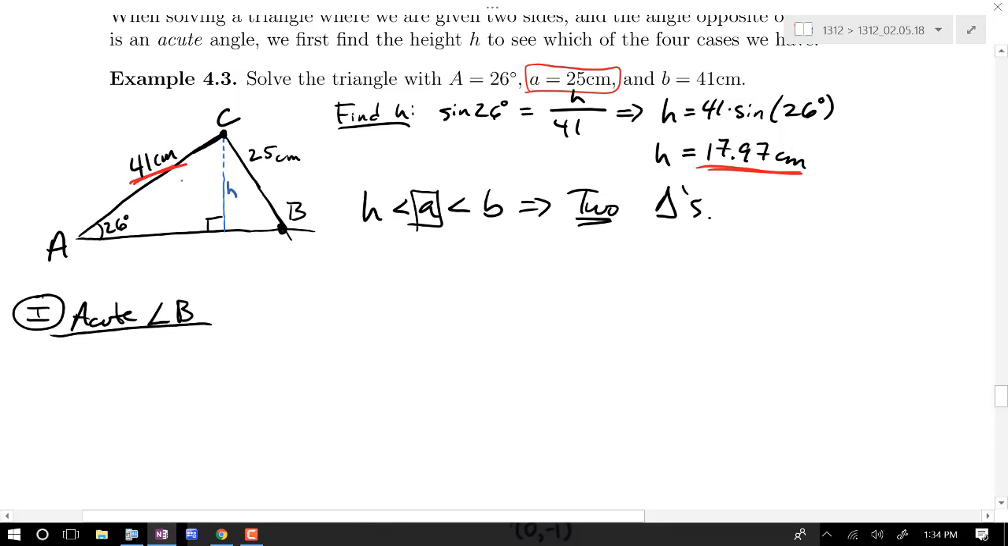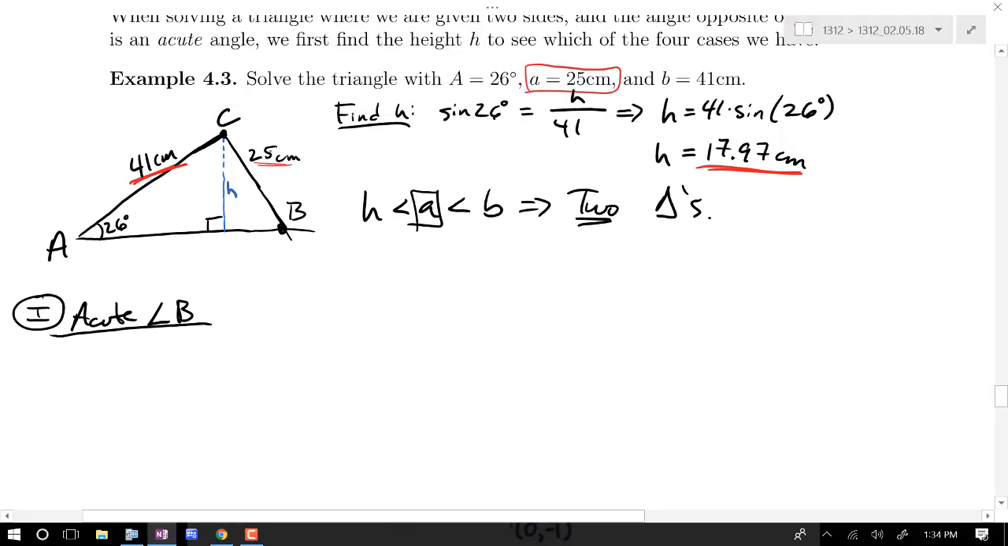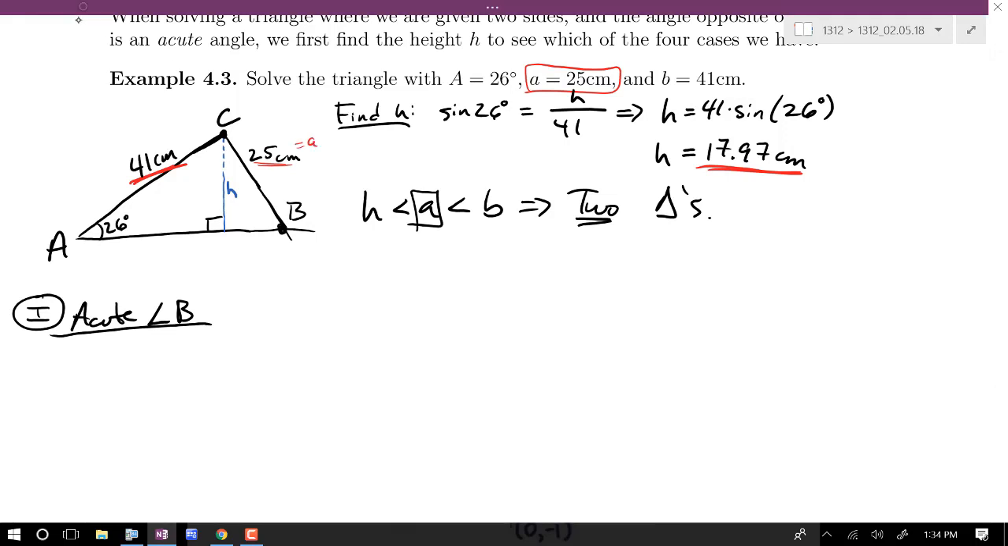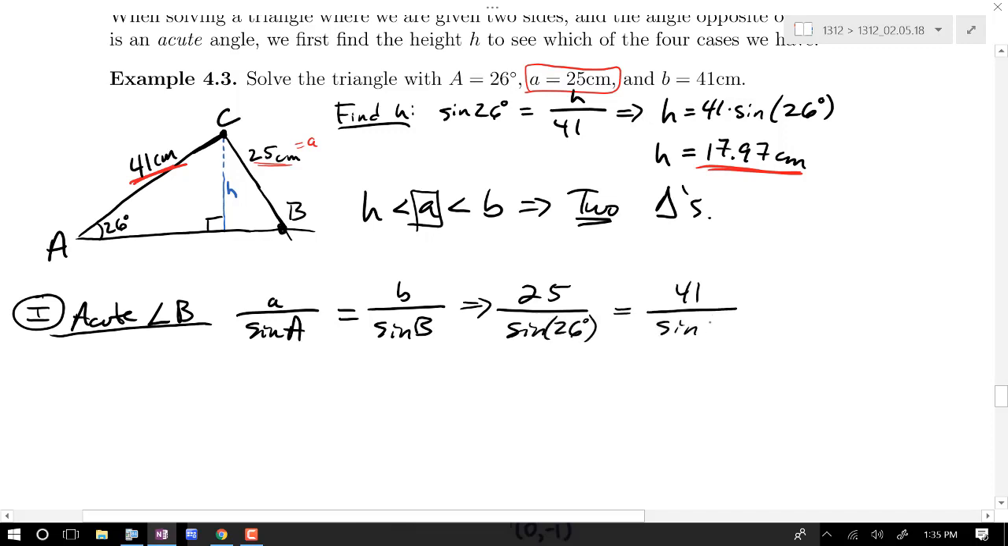So we're going to use our pair of information. Our pair of known values is side A and angle A. So A over sine A equals, and we'll find angle B, so that would be B over sine B, and then we'll plug in what we know. And angle B should be the only unknown once we do that. So we have 25 over sine of 26 degrees equals 41 over sine B.